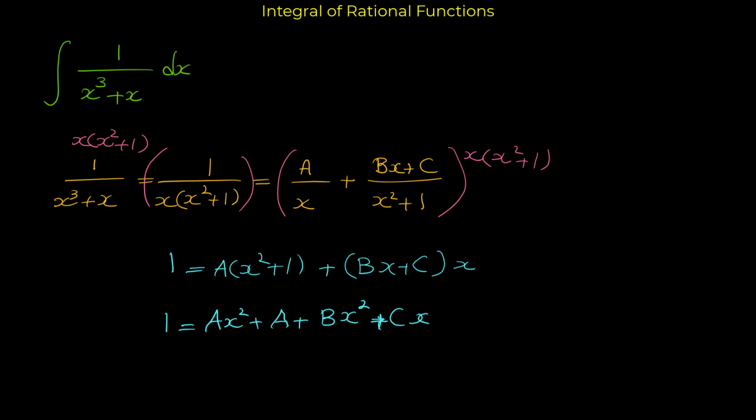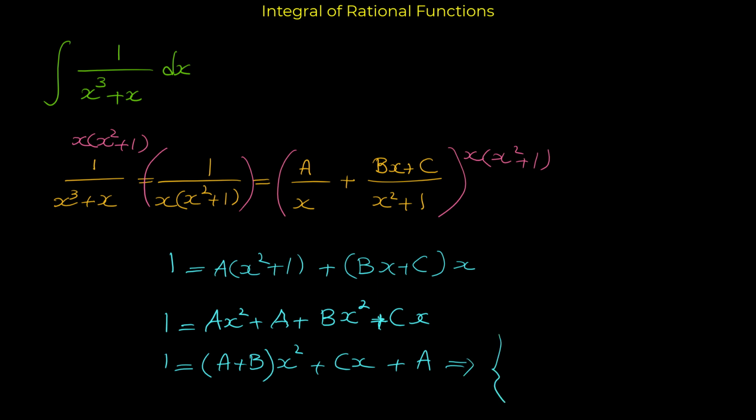Now, in the right side, we start factoring similar terms. If we pay attention, we have two terms with x to the 2. So we combine these two and we factor x to the 2 from them. So basically we have a plus b times x to the 2. Then we have only cx. And at the end we put the constant a. Now let us start comparing left side with the right side.